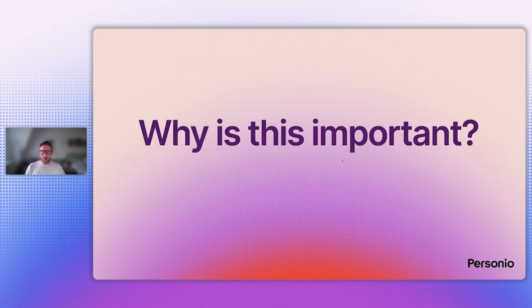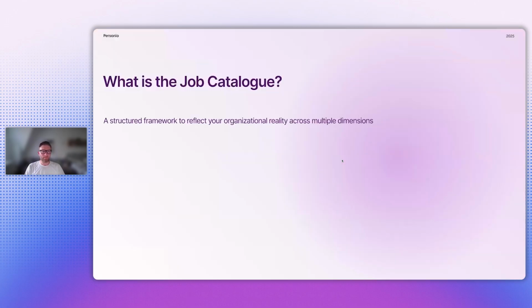So let me start with the why. Why is this important in the first place? The job catalog within Personio offers you a structured framework to reflect your organizational reality. Any organization, no matter which industry, no matter which size, has more or less complexity. Of course, the bigger an organization, the more complex, the more positions there are, and the more hierarchy levels there are. But even a small organization with, let's say, 100, 200 employees has a certain organizational reality that has to be reflected. And this is exactly what is done in the job catalog.